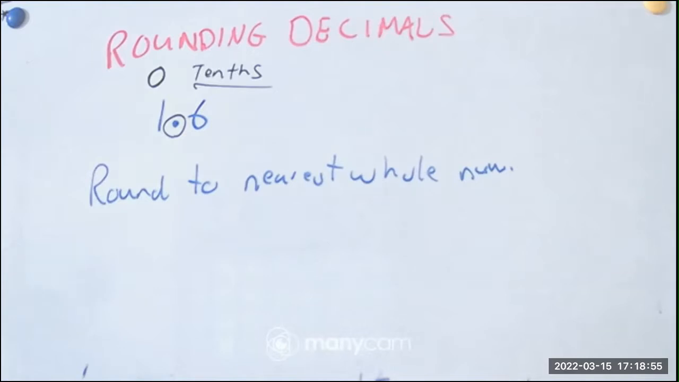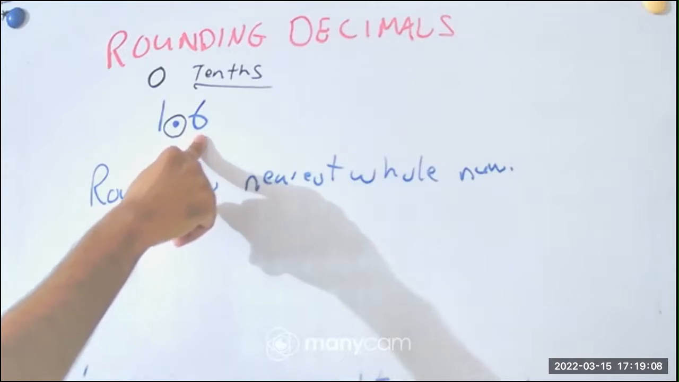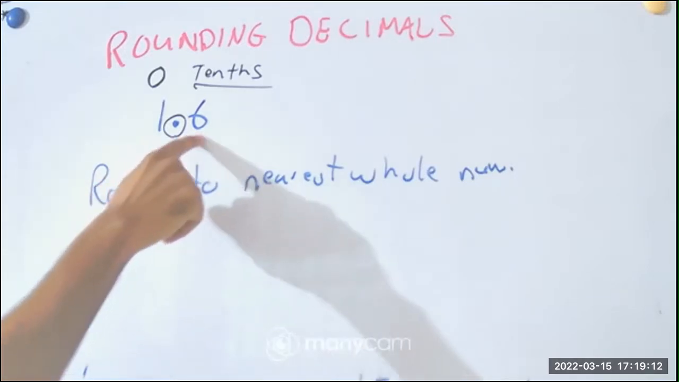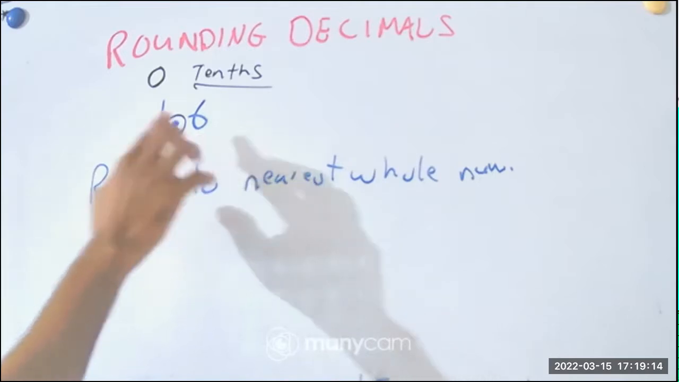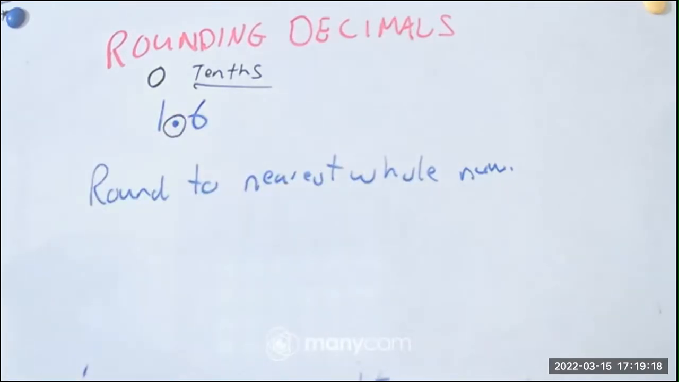As we talked about before. So what would we do now? Well, the same principle applies. If the number is 5 or bigger, we add 1 to the previous column. If this number was less than 5, it would remain as 1 and everything else would be 0. So 1.6 rounded to the nearest whole number would be 2.